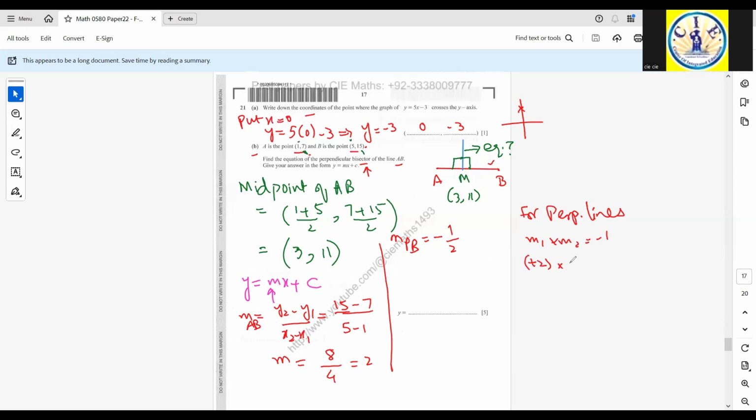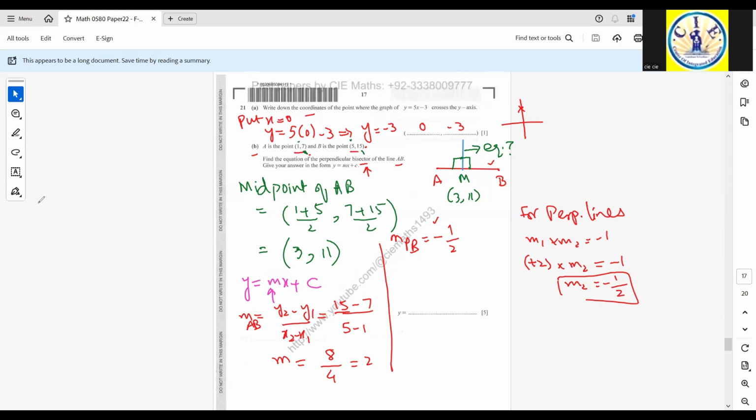And when I need to calculate the slope for the perpendicular line, that has to be multiplied with 2, and the answer has to be negative 1. So m2 is going to be negative 1 by 2. That's what we already did. So for the given gradient, the gradient of the perpendicular bisector is going to be the negative reciprocal of that given gradient. Now we have got the gradient as well.